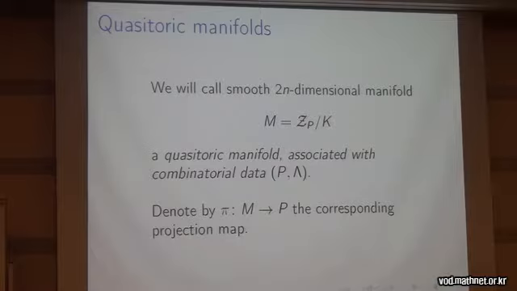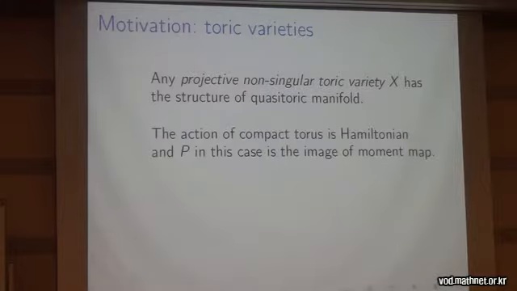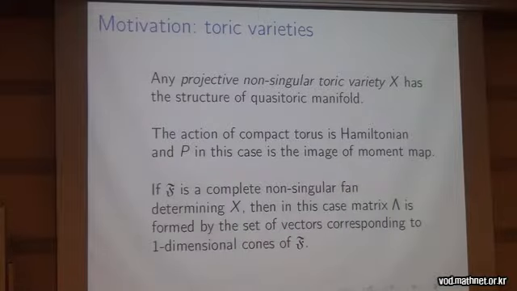So far we have defined quasitoric manifolds. We have described the smooth structure on it, and to speak a bit more, what's the motivation for the definition? Well, you also clearly know that. The motivation is that any projective non-singular toric variety has in fact the structure of a quasitoric manifold because the action of the compact torus is Hamiltonian. And in this case we have a natural moment map, and it's well known by the Atiyah-Guillemin-Sternberg theorem that the simple polytope P is the image of this map. So we have the polytope P, and the matrix lambda is given by the set of one-dimensional cones of the corresponding fan.